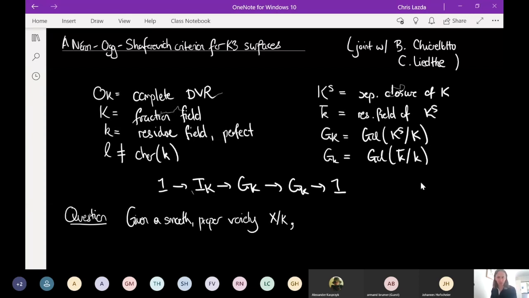Okay, so the general question that we're interested in is, if I take some smooth and proper variety X over the fraction field K, how can I tell whether or not X has good reduction? So in other words, does there exist a smooth model of X over the ring of integers O_K of this complete discrete valuation field, capital K?